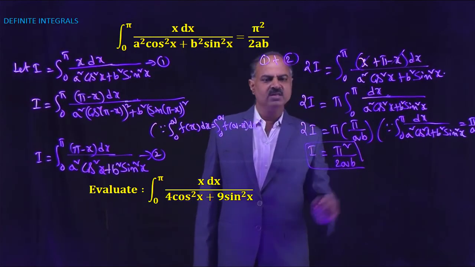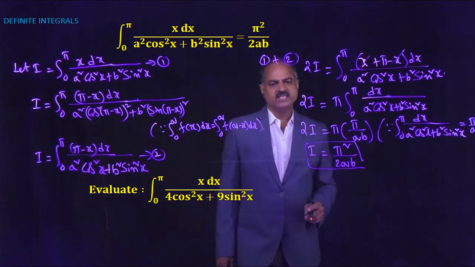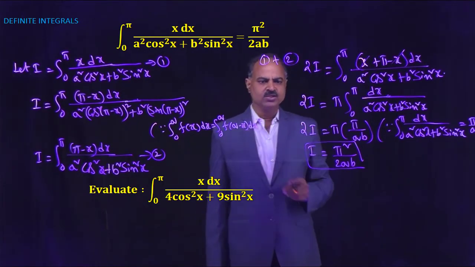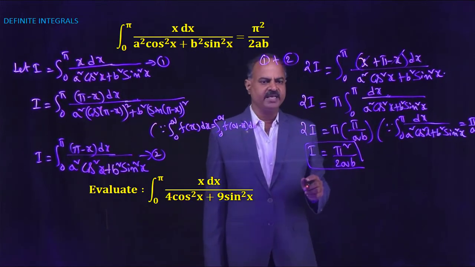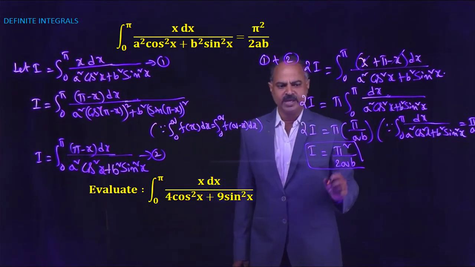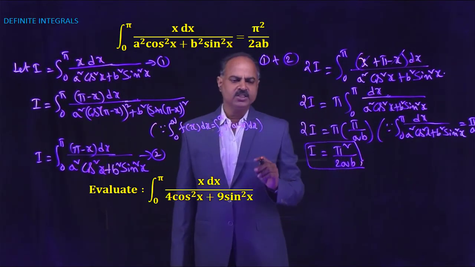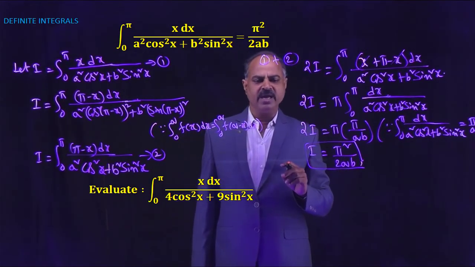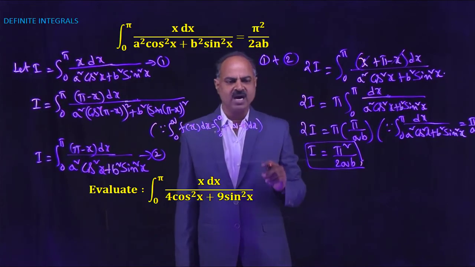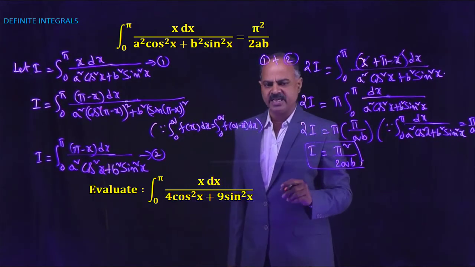Therefore integral 0 to pi x dx by a square cos square x plus b square sin square x equals pi square by 2ab. Suppose for example integral 0 to pi x dx by 4 cos square x plus 9 sin square x.